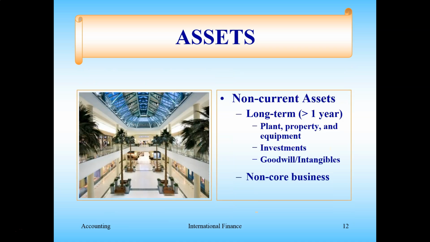Non-current assets are long-term and expected to be converted to cash at least after 1 year. They also represent the non-core business of the company. The last 3 assets, plant, property, and equipment, investments, goodwill, and intangibles, are non-current assets. For example, Nordstrom's properties pictured in this slide are expected to be held for longer than 1 year.